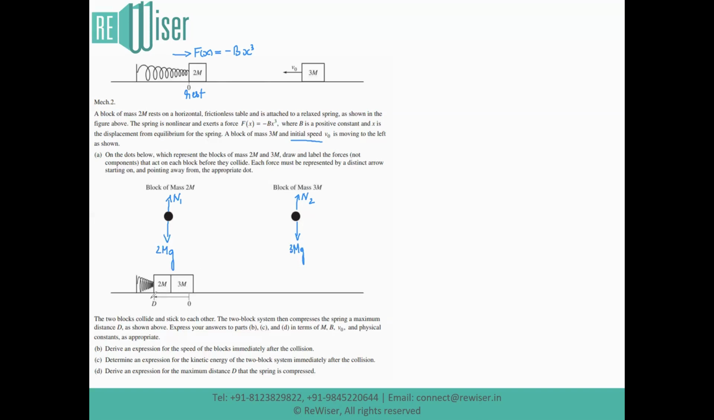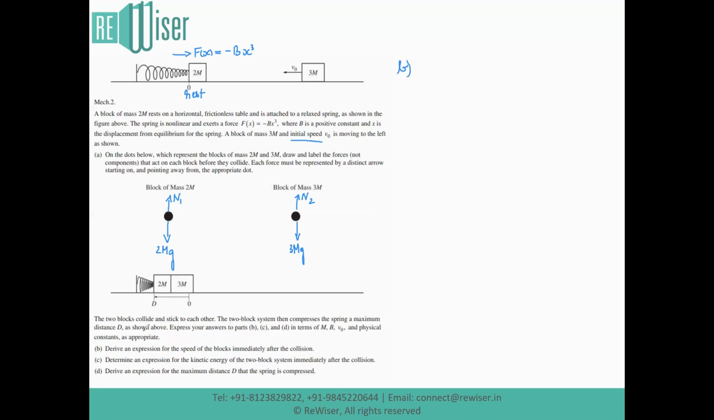Next, the two blocks collide and stick to each other. The two block system then compresses the spring a maximum distance d as shown above. Express your answers to parts B, C, and D in terms of m, b, v0, and wherever appropriate, physical constants. Let's first answer part B of the question.